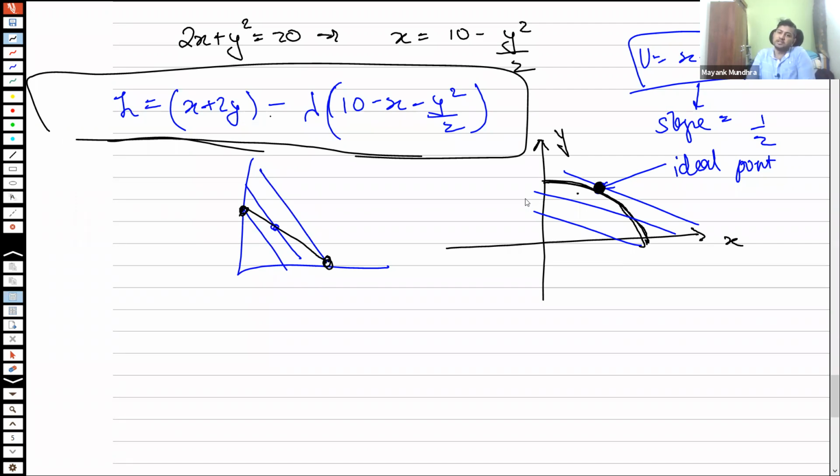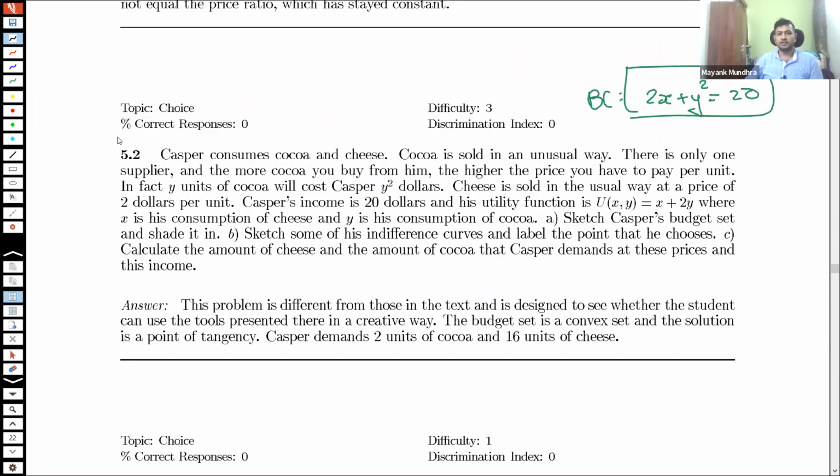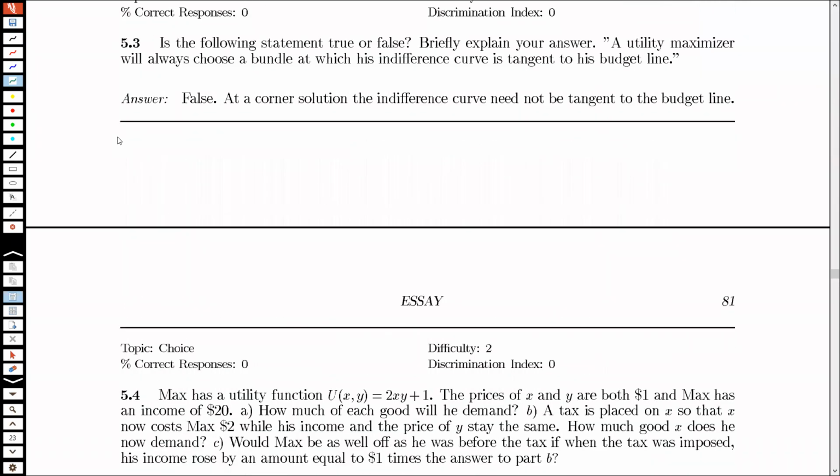So the whole point is that you should be able to draw the graph and know beforehand if you're looking for the tangency solution or not. If the tangency solution is something that you're looking for, then Lagrangian is good. So you solve this Lagrangian and you will get your answer. What was the next one? So 5.6.